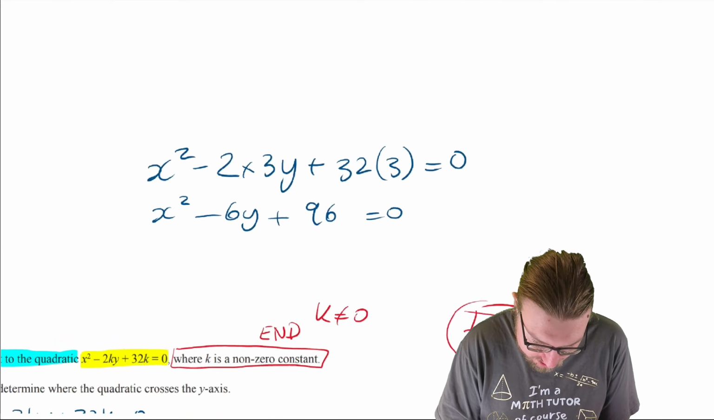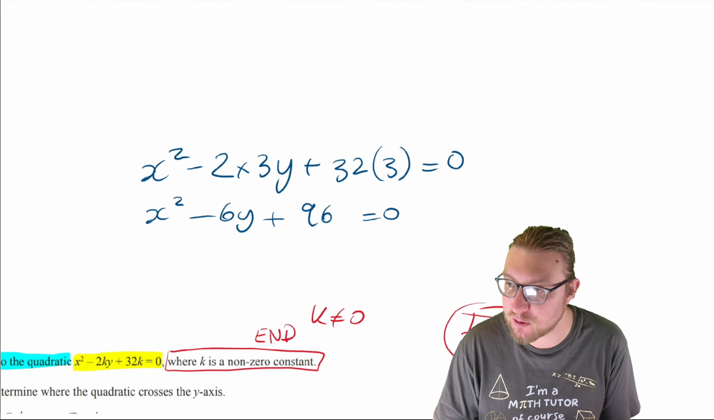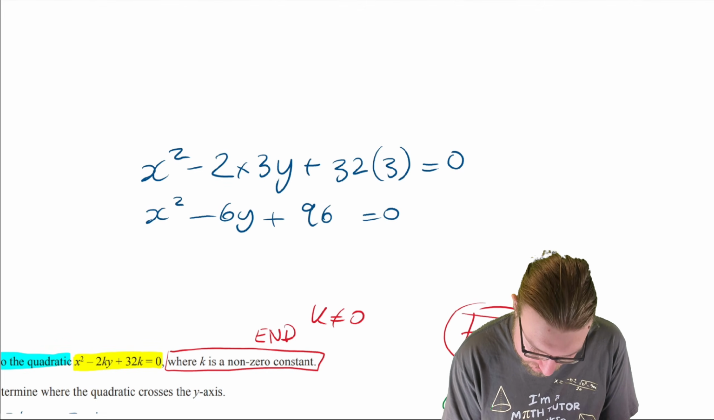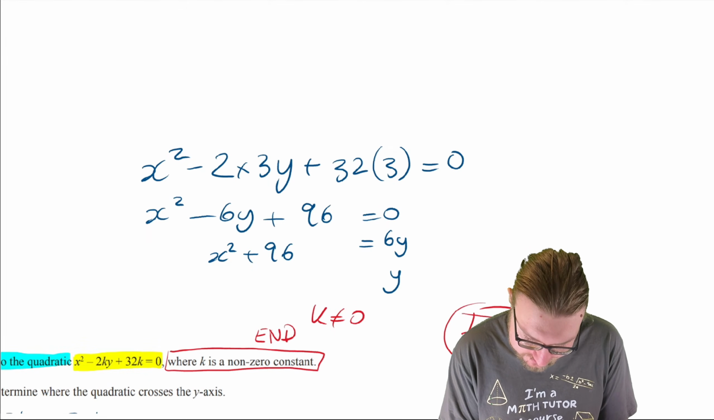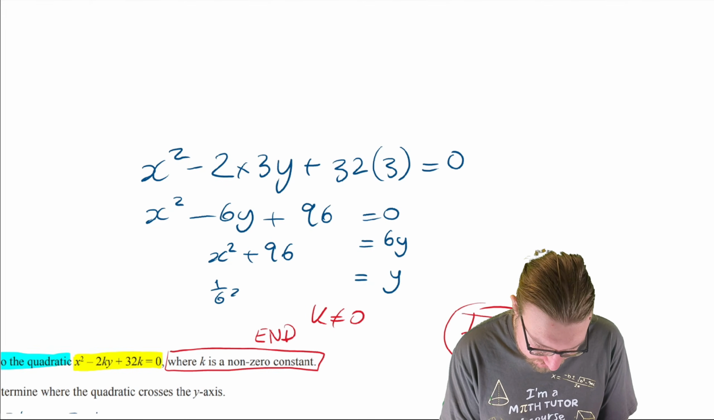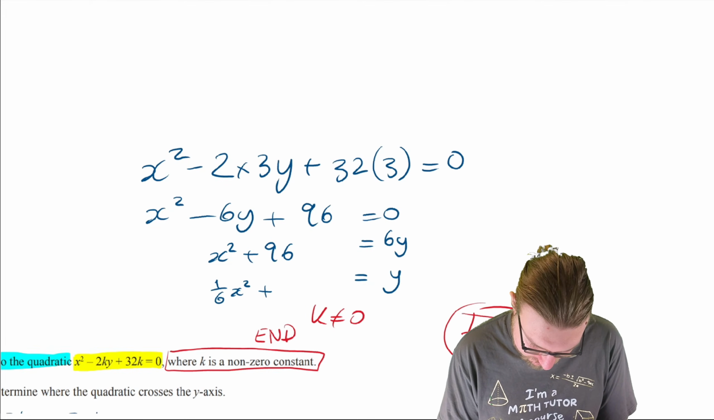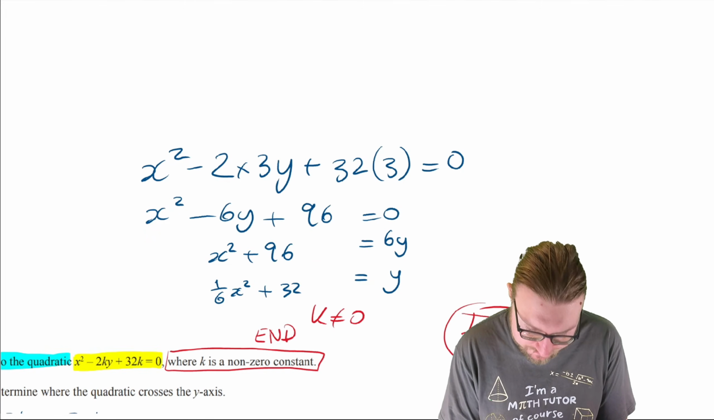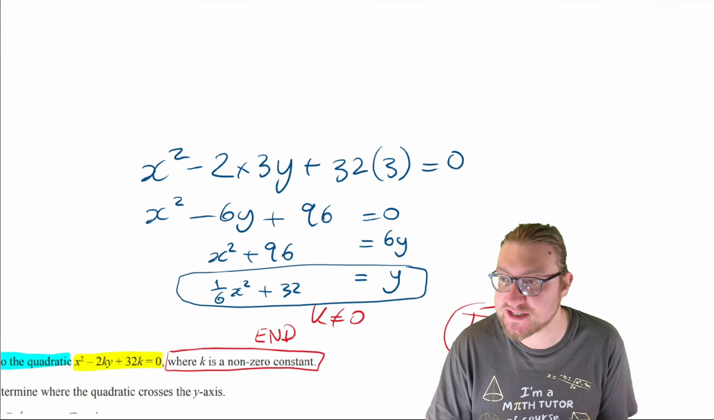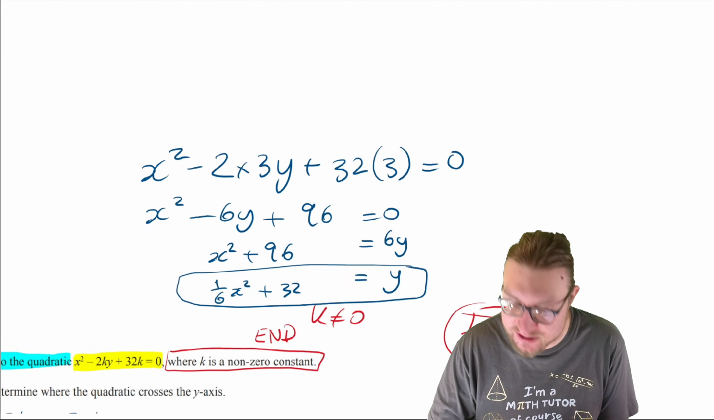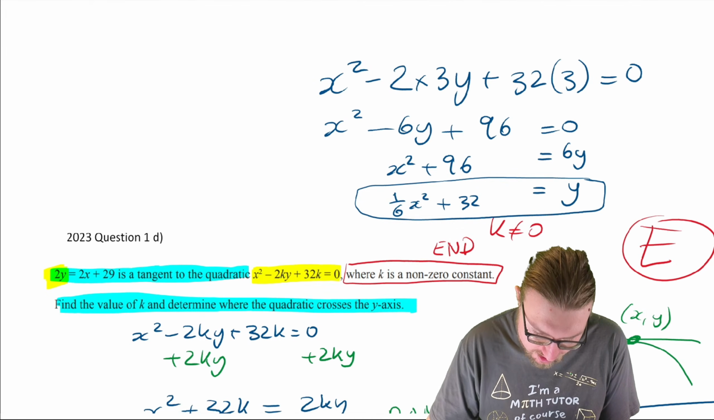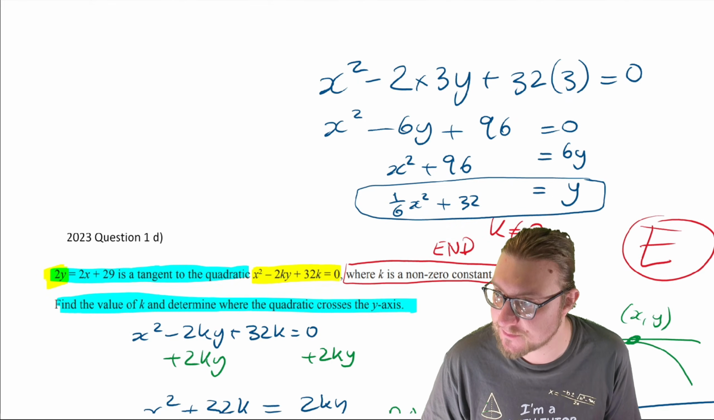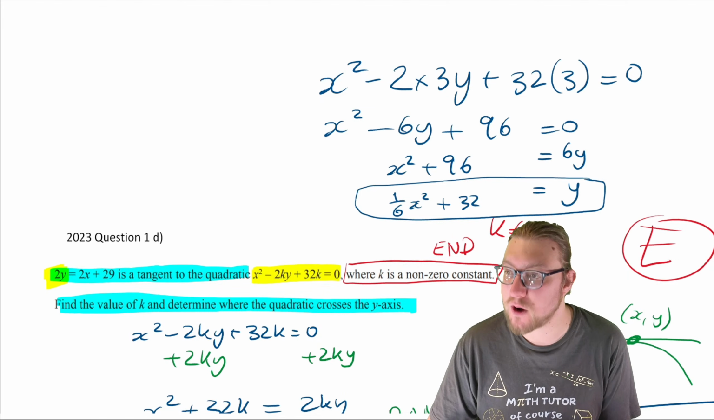Okay, so what we can do here is we can rearrange this in terms of y. So we're going to get 6y on the other side. Then we're going to get x squared plus 96 is 6y. We can divide both sides by 6, which gives us 1 over 6 x squared plus 32 is equal to y. And now we have an equation for y, which is again a quadratic. And we're still not finished, because the question is telling us find the value of k and determine where the quadratic crosses the y-axis. So we need to find where this one crosses the y-axis.